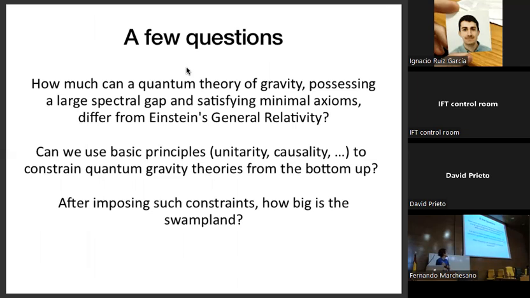I think some of them we have answers to, and some of them we might be far from. But questions like: how much can a quantum gravity theory with a large gap differ from Einstein gravity at low energies? And can we use just basic principles to constrain theories and rule out theories from the bottom up? This would be a bottom-up version of the Swampland: just consistency, basic principles, unitarity, causality. How far can we go? And after we're done with that, how far is the Swampland? How much is there left of the space of theories which are seemingly consistent from the bottom up, but actually not really consistent, where we really will learn something from your approach?